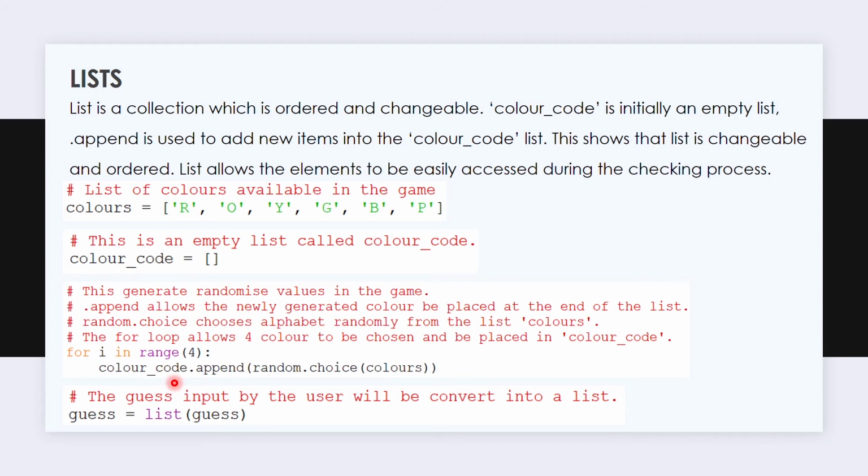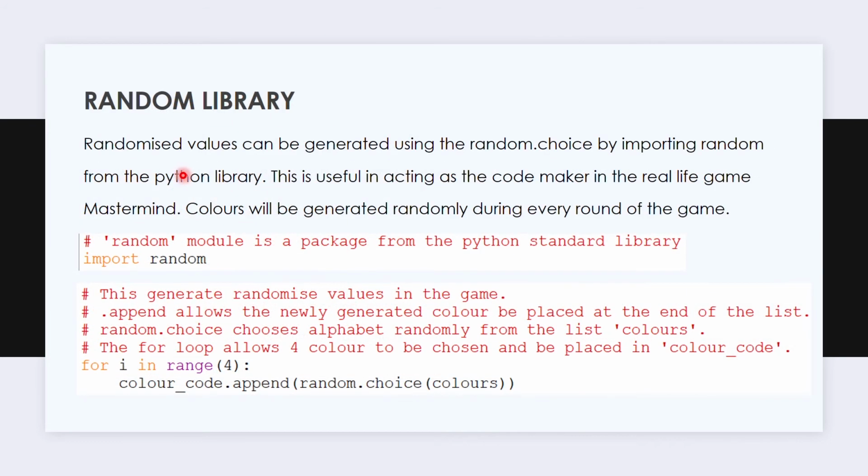Computational problems where lists are helpful for problem solving include that it allows the elements to be easily accessed during the checking process. Next, to generate randomized values in the Mastermind game, I use random.choice by importing random from the Python library. Computational problems where randomization is helpful for problem solving is to act as the code maker in the real-life game Mastermind. Colors will be generated randomly during every round of the game so that the player will not get bored of the game or figure out any algorithm in the computer game.